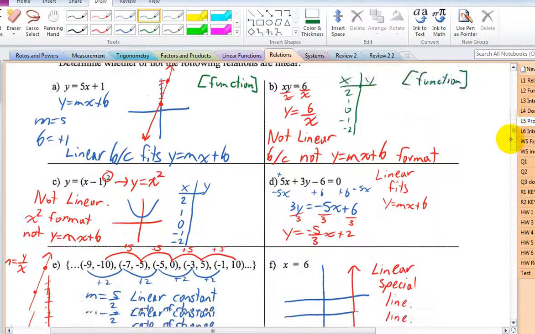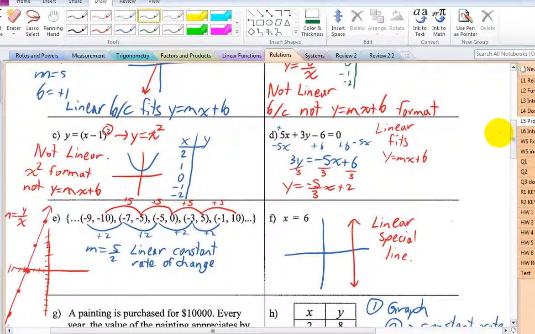Good. What about C? Is that a function? It's not linear, but is it a function? Yes, absolutely. It's a function. Okay, it passes the VLT. What about D? It's a straight line. Y equals mx plus b. Definitely is a function. E, is it a function? Yes, it is. Passes the VLT.